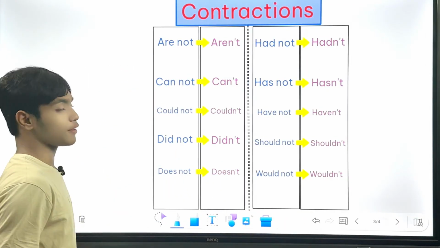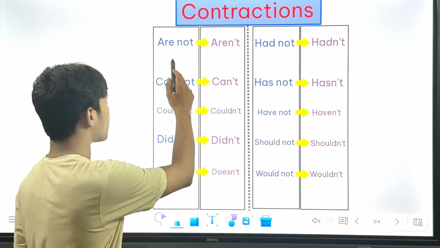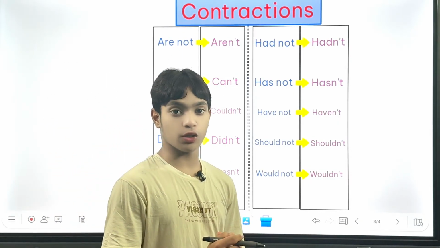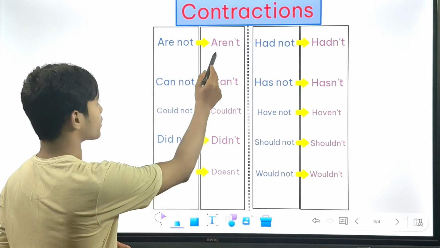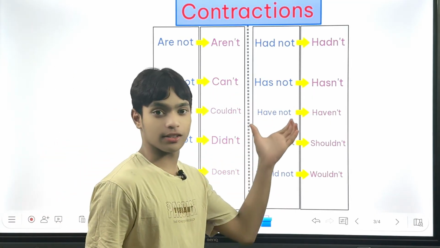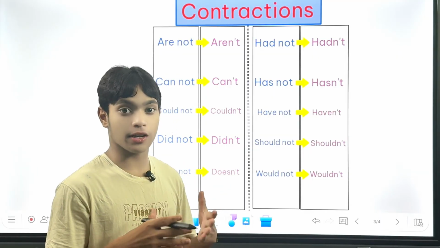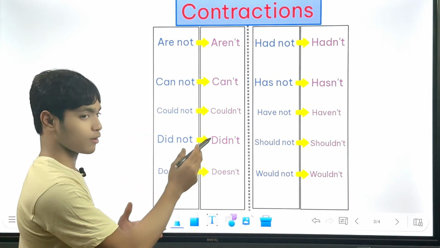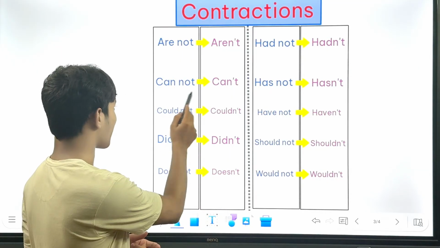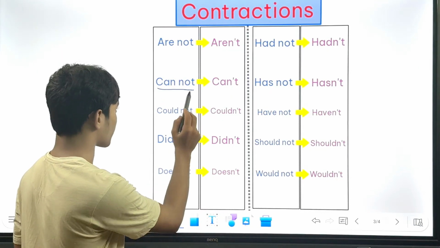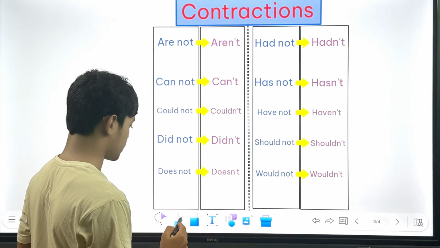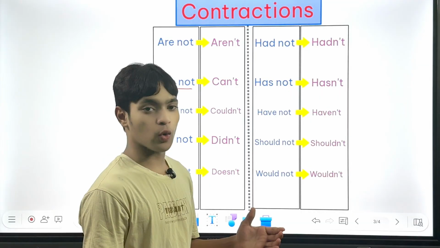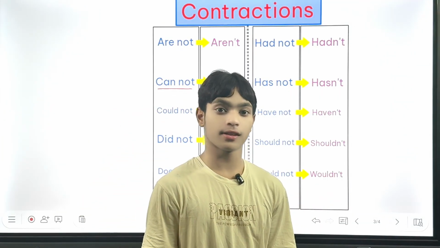Here you can see the first one is "are not." We say "are not," but in contractions we can also say "aren't." Pronounce this correctly: aren't. And the next word we can see is "cannot." I'm changing the color. This is "cannot." So how can we say this?